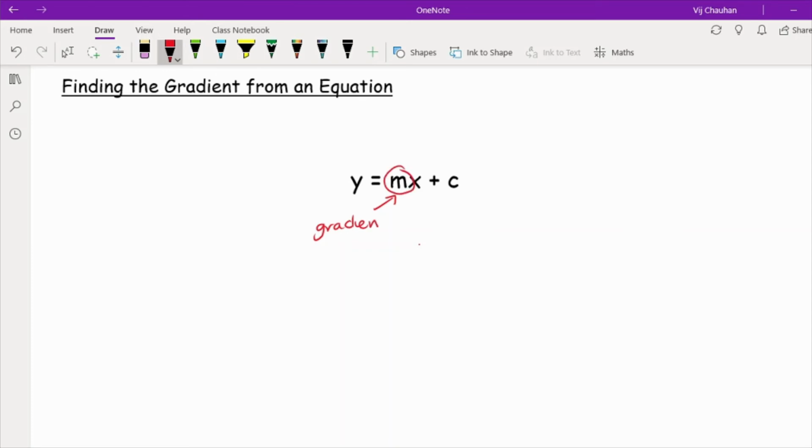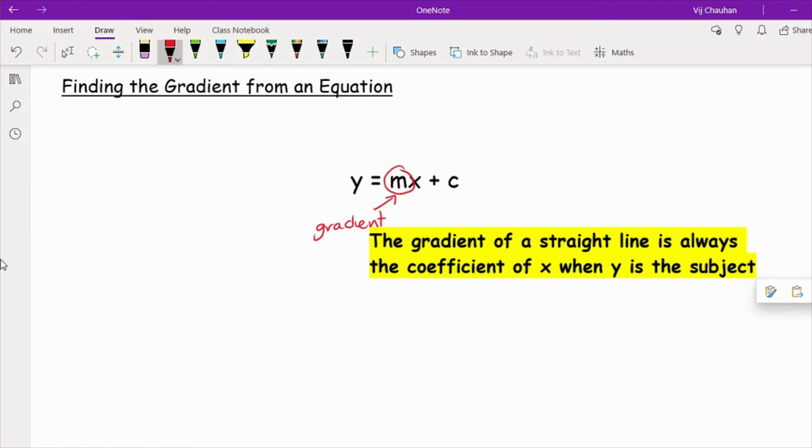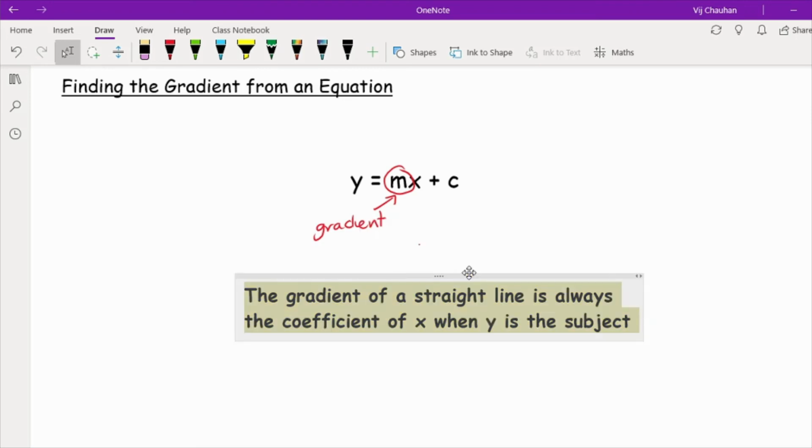Now when you're reading the gradient of a straight line, it is massively important that you remember one key fact: to read the gradient of a straight line, it's always going to be the coefficient of x when y is the subject. So the most important thing from this is that y is the subject. So before you attempt to work out the gradient of any line, always check this one thing: make sure y is the subject.